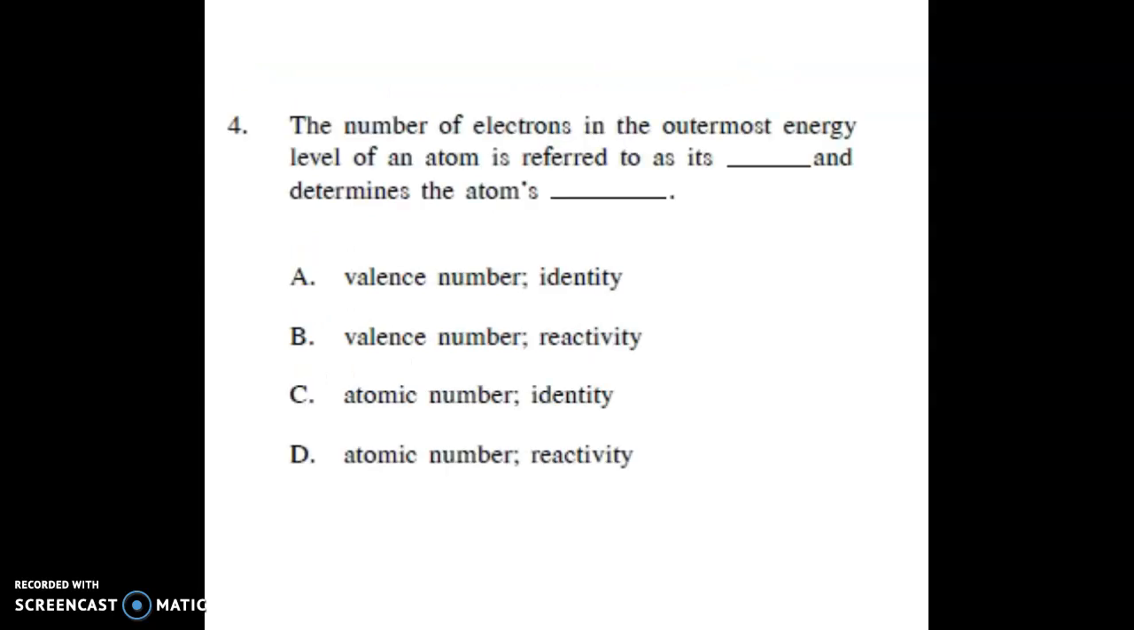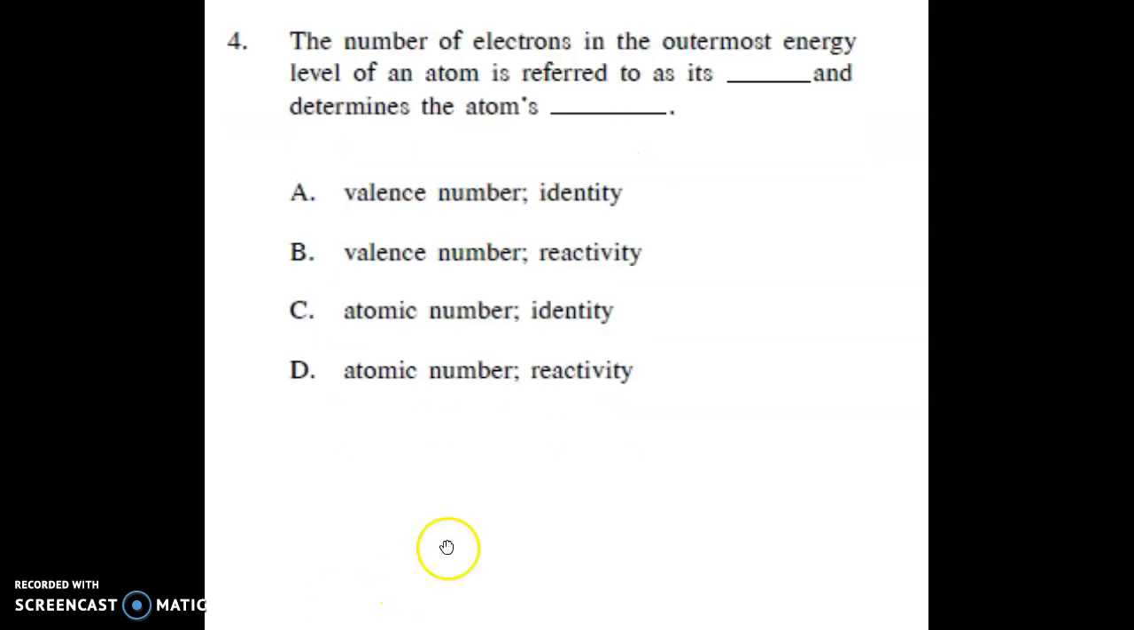Question 4. The number of electrons in the outermost energy level of an atom is referred to as its blank and determines the atom's blank. A. Valence number, identity. B. Valence number, reactivity. C. Atomic number, identity. Or D. Atomic number, reactivity.